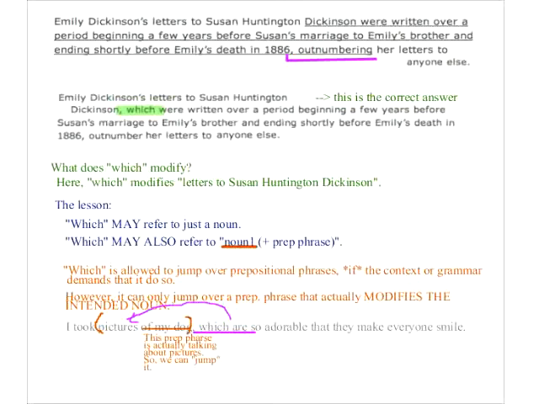Now, on the other hand, if you say something like, I took pictures in 1995, which are so adorable that, then this is incorrect. Because pictures in 1995 is not a unit. In 1995 doesn't describe the pictures. It's a totally separate kind of modifier. It talks about when I took the pictures. So, therefore, this is an incorrect sentence. You can't jump that kind of prepositional phrase. This is not, in other words, pictures in 1995. So we can't jump it.